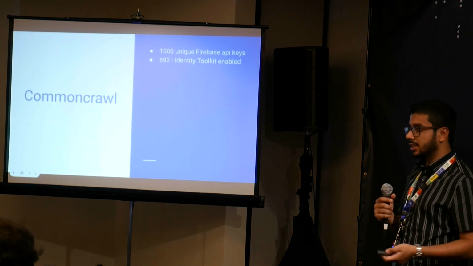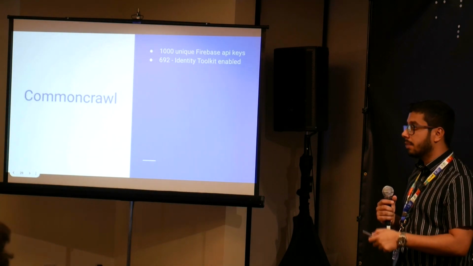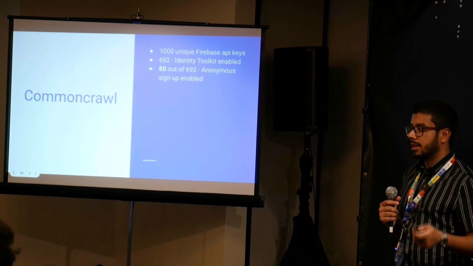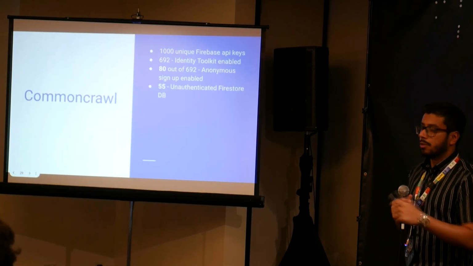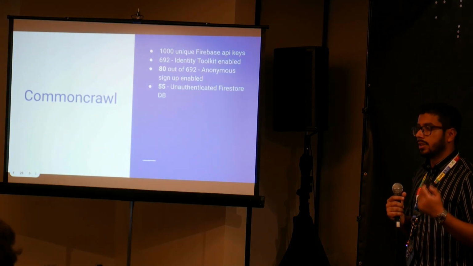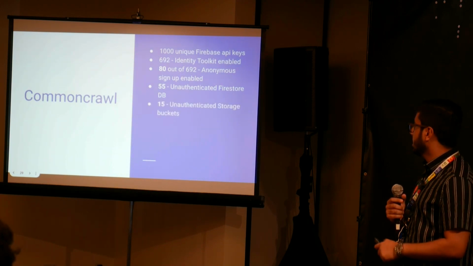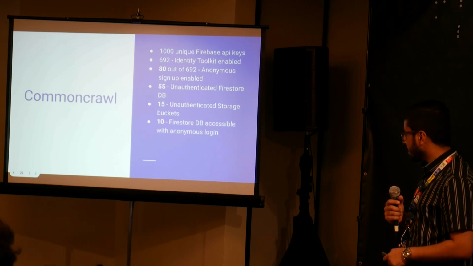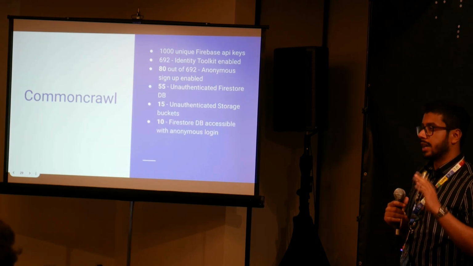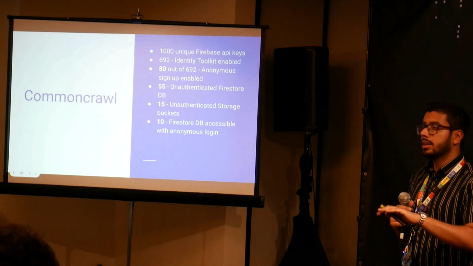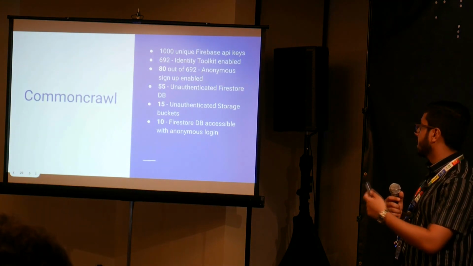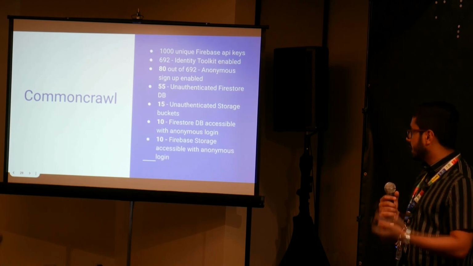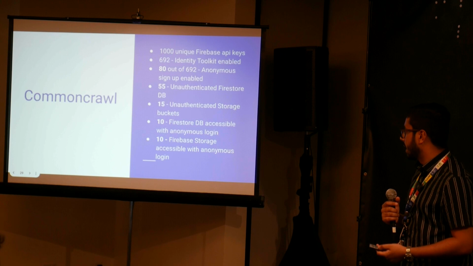We identified about 692 of them to have identity toolkit enabled, and this was actual companies and organizations, out of which 80 of them had anonymous signup enabled. If we further break it down, 55 of them had their database publicly accessible to the world, and then 15 of them had their storage buckets publicly accessible as well. Now, if we look through the anonymous side, we're able to access 10 databases that require login, but by using anonymous signup, where 80 of them had it enabled, we're able to access 10 of their databases there. And then 10 also, we're able to access their storage with that.